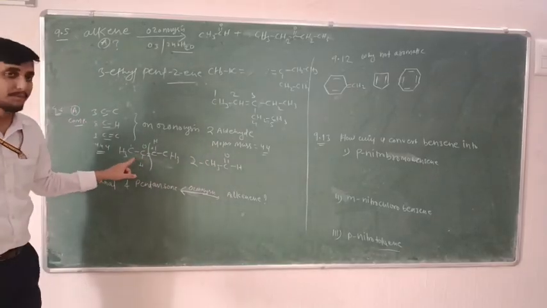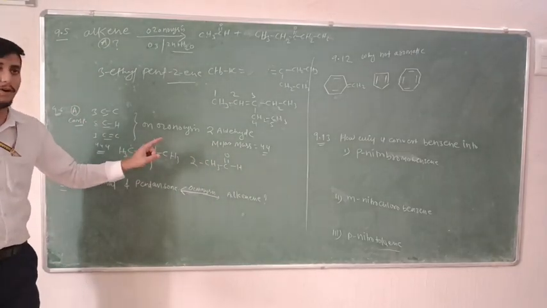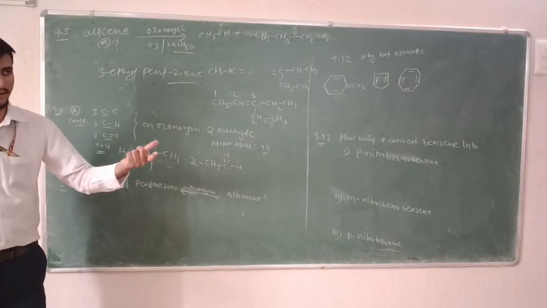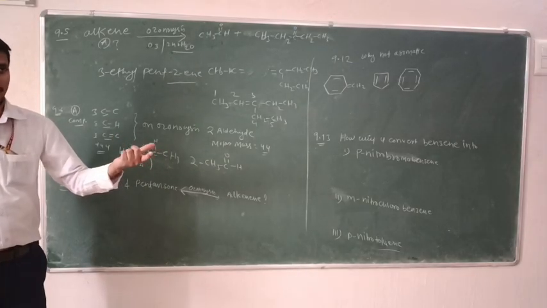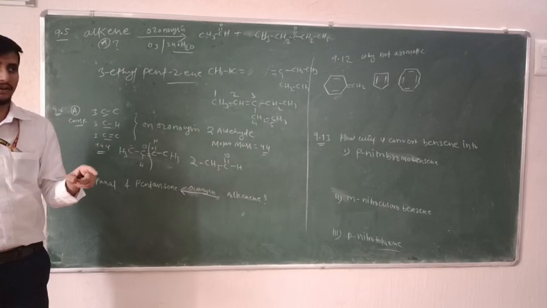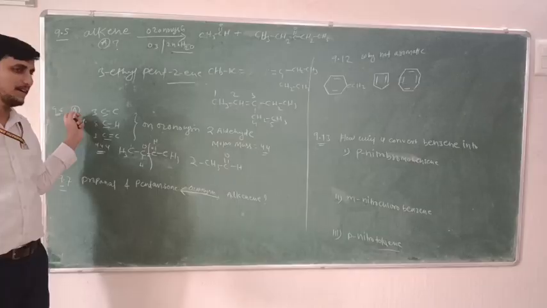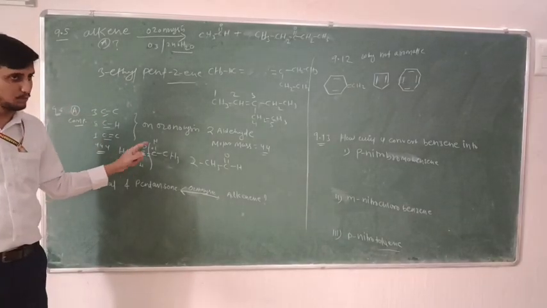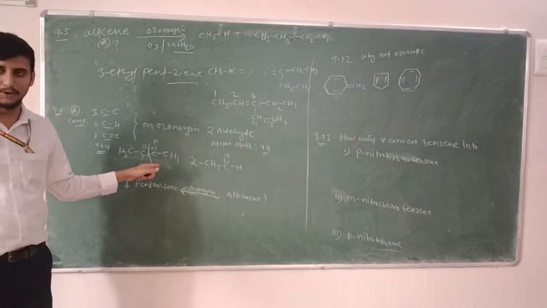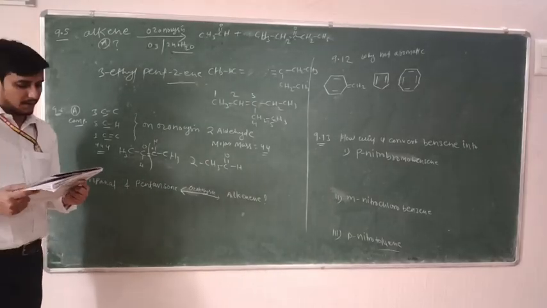What is the alkene name? 1 2 3 4, butene. Understood everyone? Nitila, did you get the answer? Sujita? 9.6 is butene, correct? Okay. Now next one, 9.7.